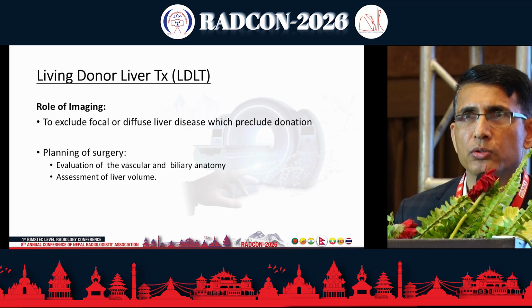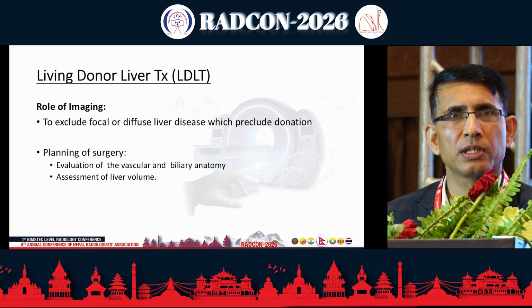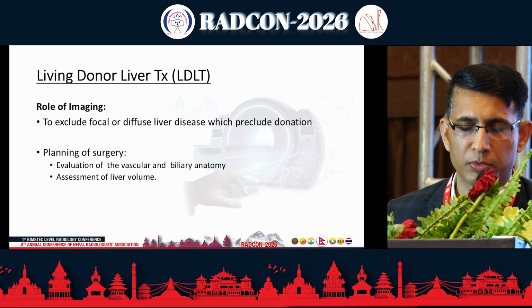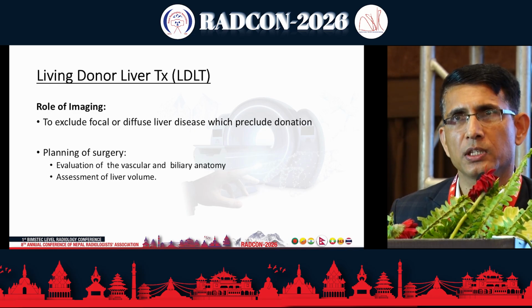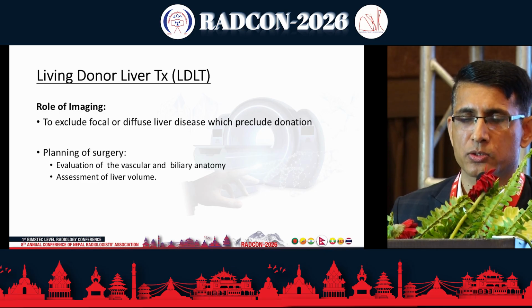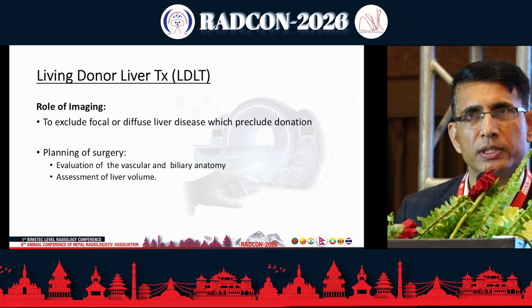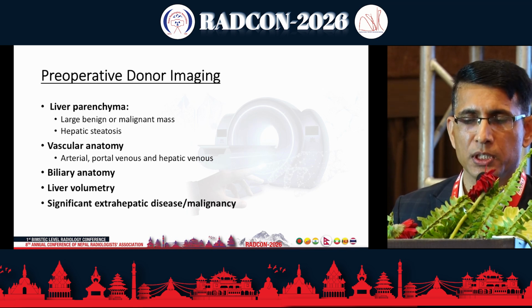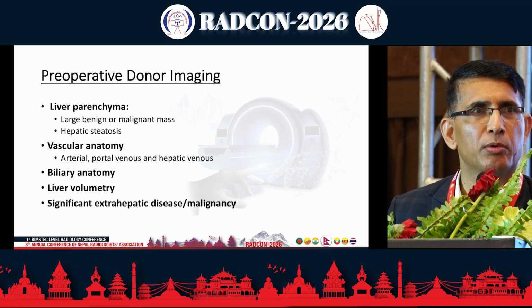So now we'll go to the living donor evaluation. Donor safety is the most important, so we should give the utmost importance to living donor imaging. In the case of a donor, the imaging has mainly 2 roles. One, to exclude focal or diffuse liver disease, which excludes donation. And second is the planning of surgery by evaluating the vascular and biliary anatomy as well as liver volumetry.